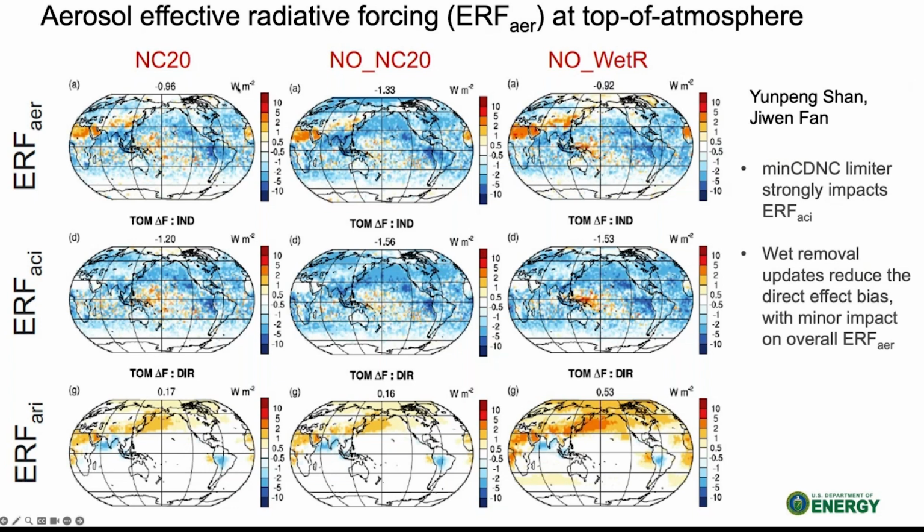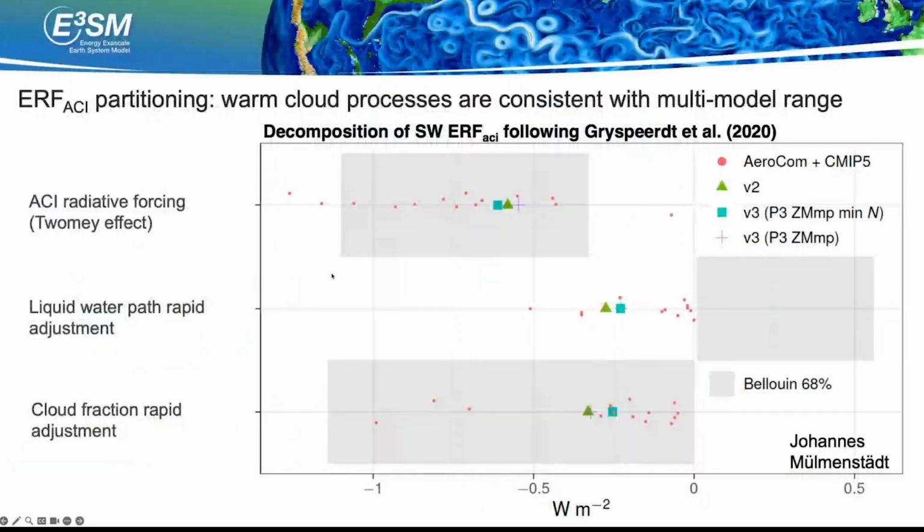And so I want to point out here that this NC20, the lower bound on droplet number concentration, has a very large effect on ERF aer, and I'll talk a little bit more about that later. And that effect comes almost entirely through the indirect effect, whereas the wet removal has limited impact on ERF aer, but it does have significant impacts on both the direct and indirect effect that offset each other.